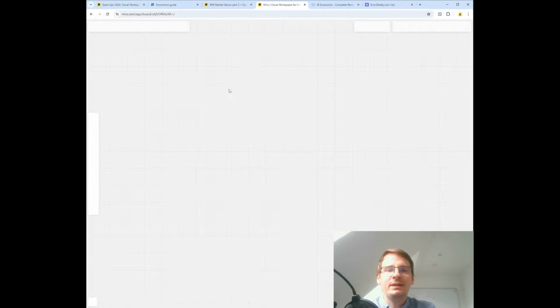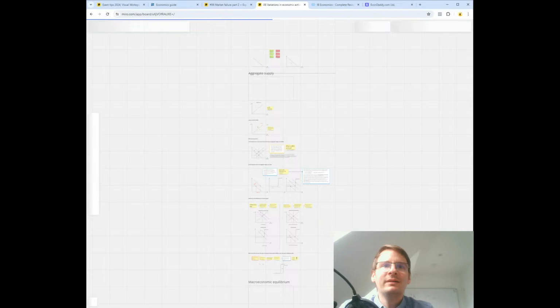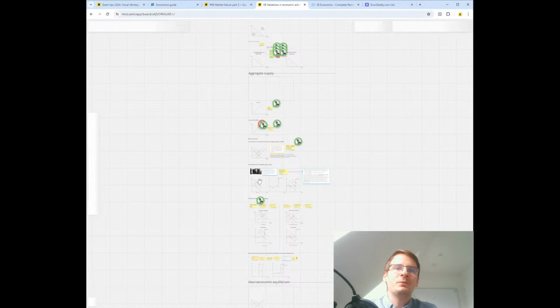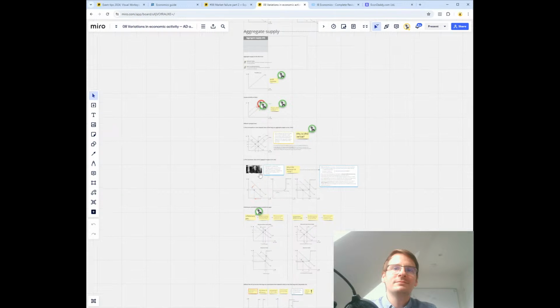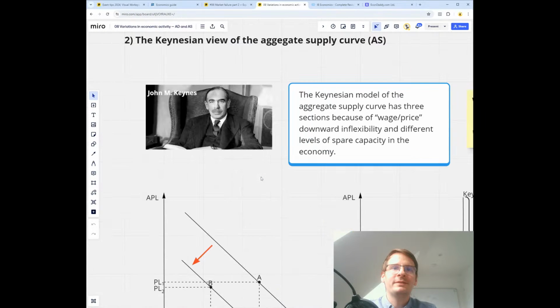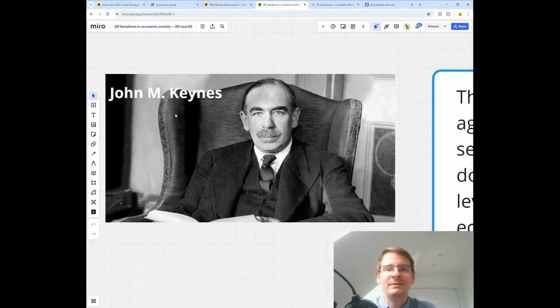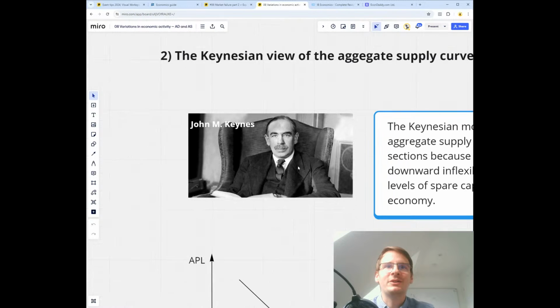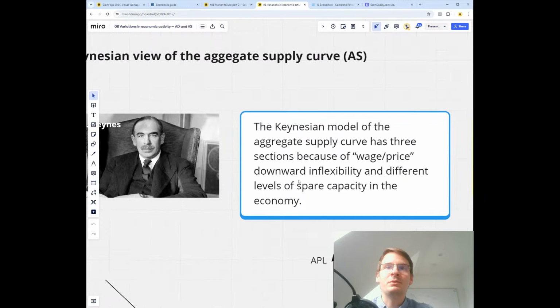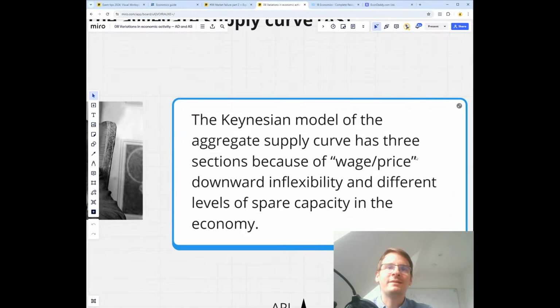Variations of economic activity is the topic, and in my notes, I'm happy to talk a little bit about this. It all starts with Mr. Keynes, pretty much the most famous 20th century economist who helped the US get out of the Great Depression. The Keynesian model of the aggregate supply curve has 3 sections because of the wage or price downward inflexibility and different levels of spare capacity in the economy.